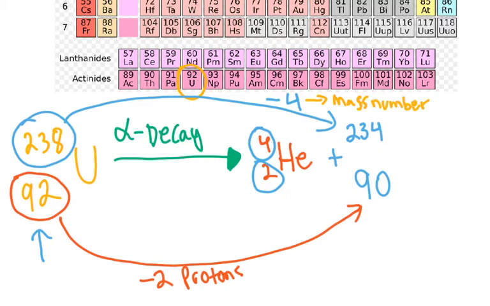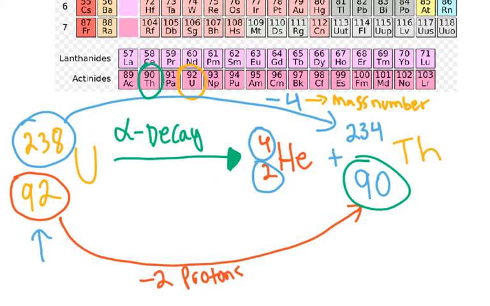Okay, now that we've written that, all we have to do is go to the periodic table and see what element has an atomic number of 90. And we see that that element is thorium, which is right there. And thorium is written as TH, as you can see in the periodic table. So thorium, TH. All right, now we can see the full reaction.